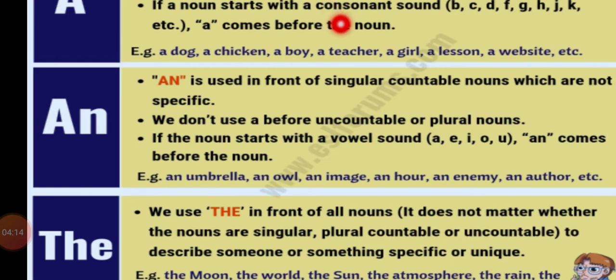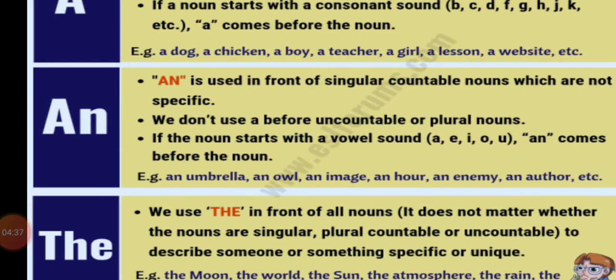So the other 21 alphabets, means any other word which is going to start with a consonant, in front of that we have to use a. This is the simple logic we have been learning from last year or 2 years before. So we can use a with consonants and an with vowels.